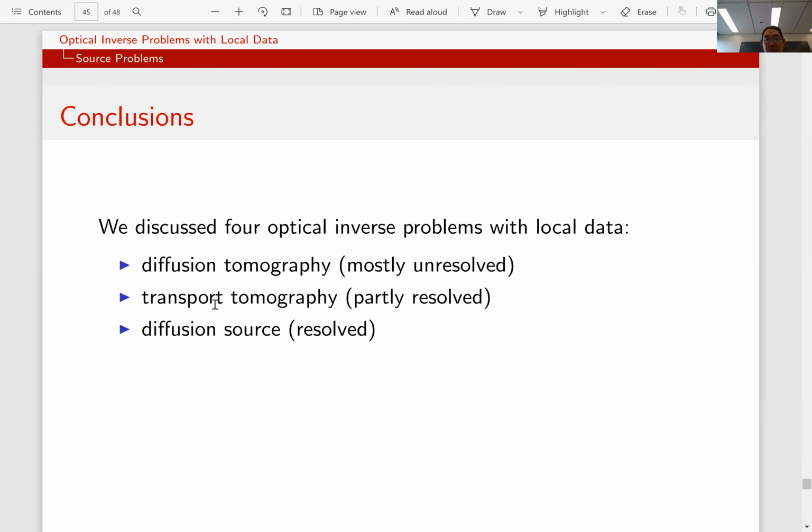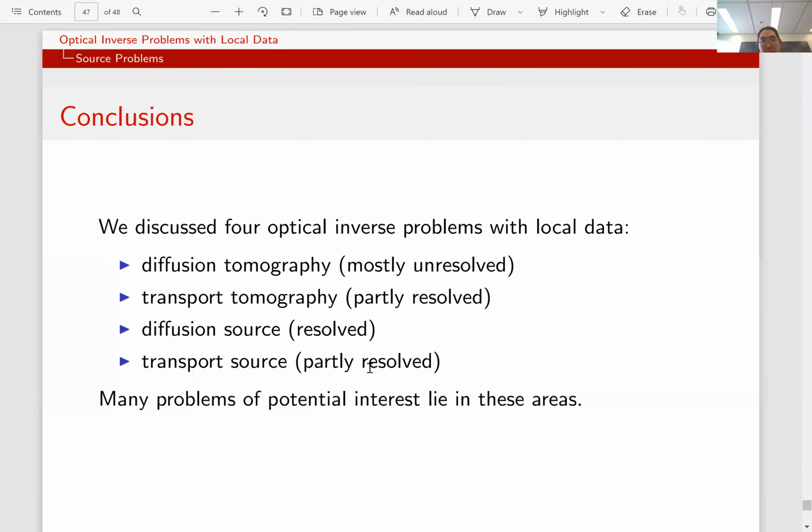And it's interesting to compare these two models, because you can also think about what's happening in the source problem, where the diffusion problem is mostly resolved. It's this very simple problem that deals with unique continuation. And the transport source problem is less resolved. It's only resolved in the convex case, and it's not really clear what's going on in the non-convex case.